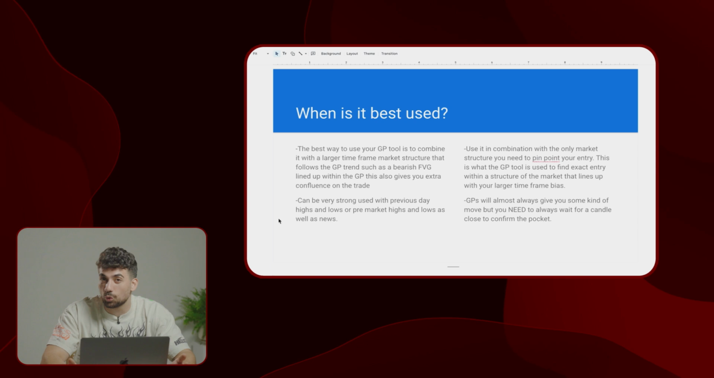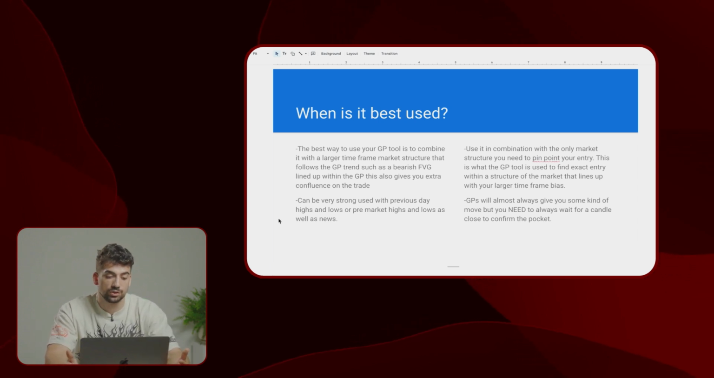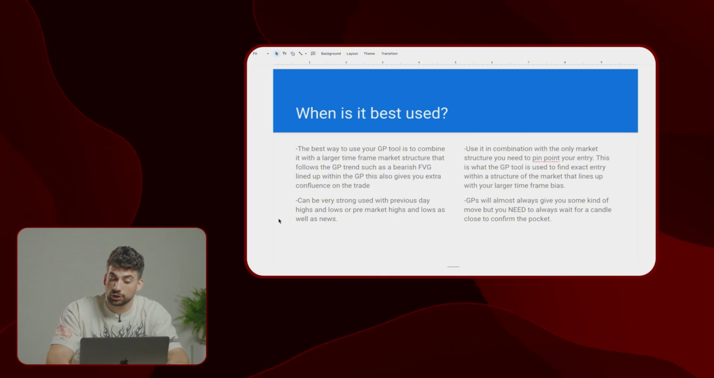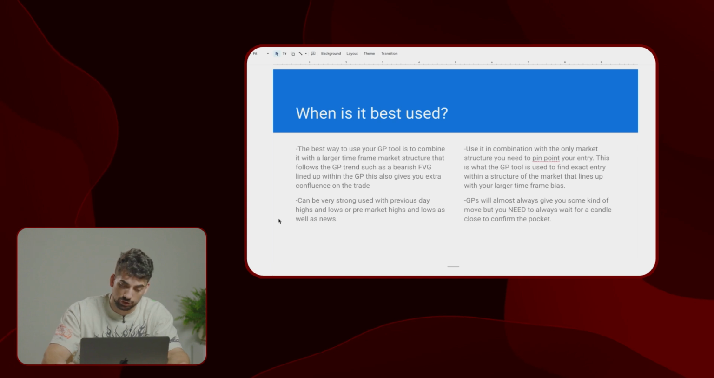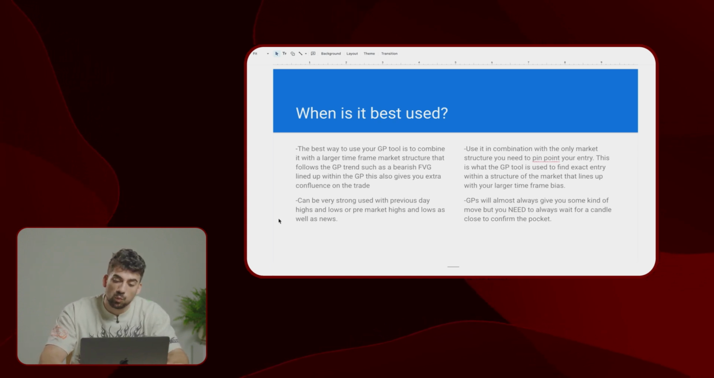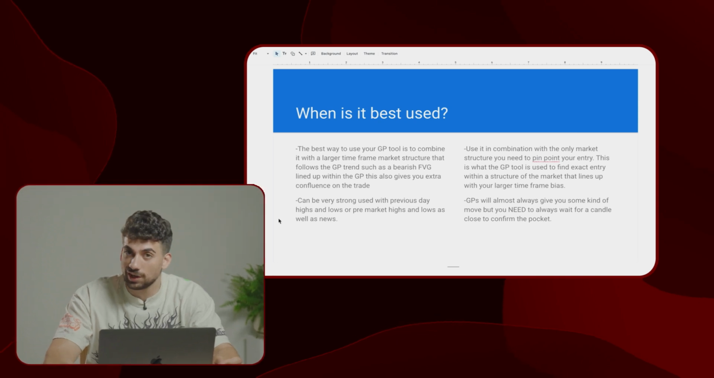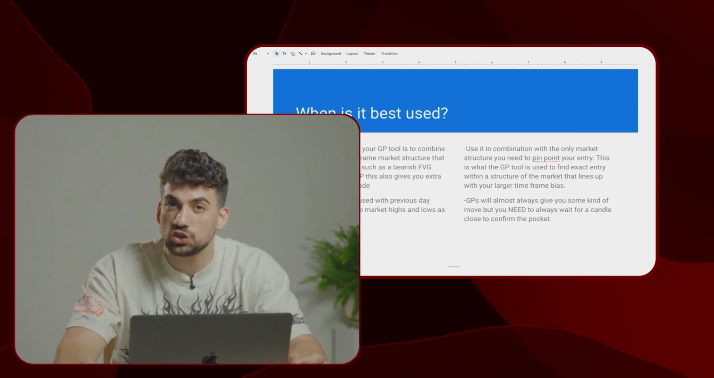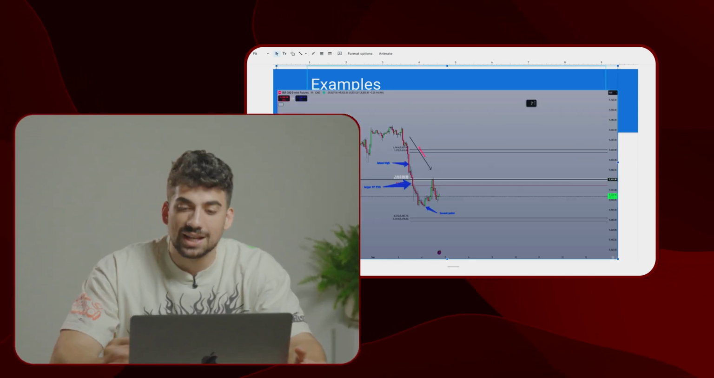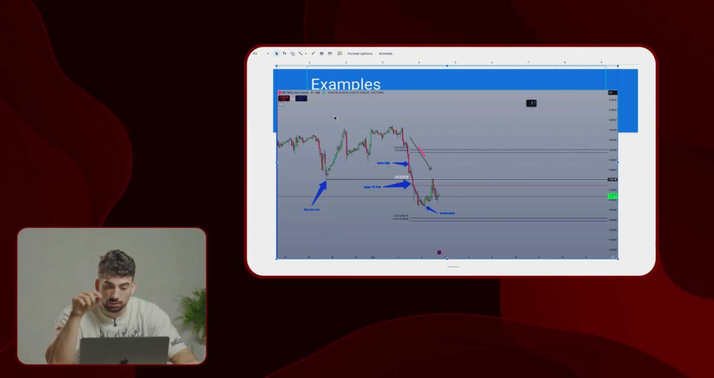How do we make the golden pocket more effective? The best way to use your golden pocket tool is to combine it with a larger time frame market structure that follows the golden pocket trend, such as bearish fair value gap, bullish fair value gap, to add an extra confluence. Waiting after you have a sweep of liquidity can also make this tool much more powerful. It's great to pinpoint exact entries with very low risk. Let's go over another example here so we can really remember this concept.